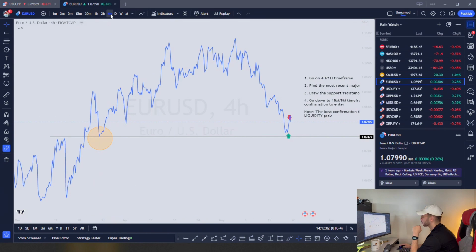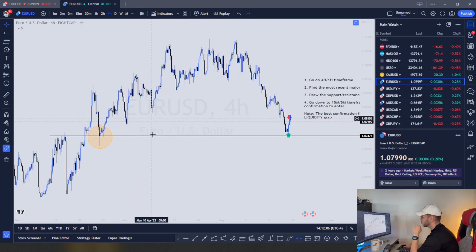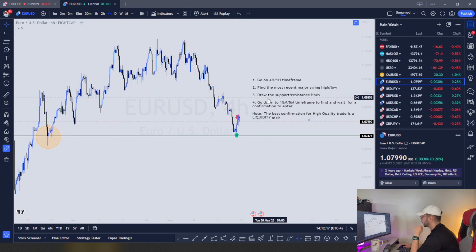Now I have my line drawn here. I want to go back on the candles so I see everything with all the wicks and everything, right? So this is the significant zone that we're looking for. So step 3: draw the support or resistance line on the 4-hour time frame.